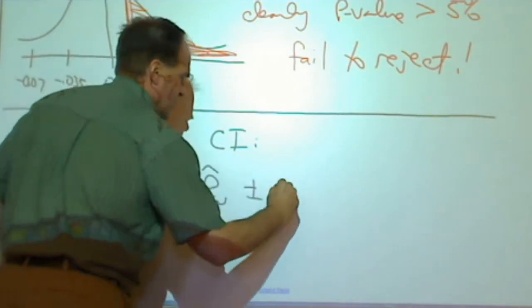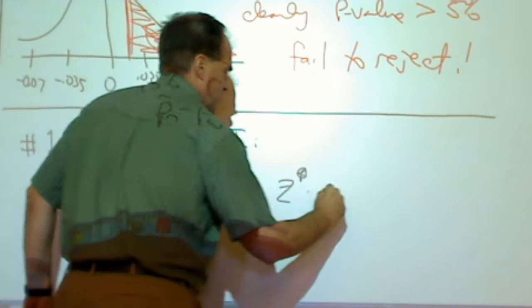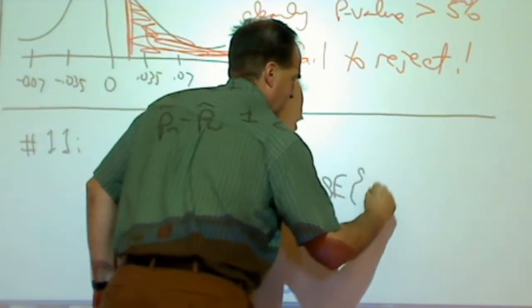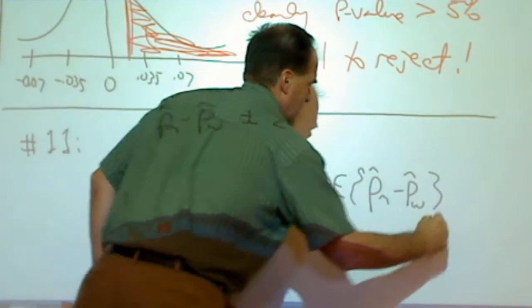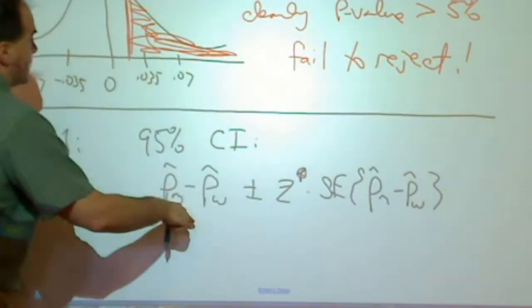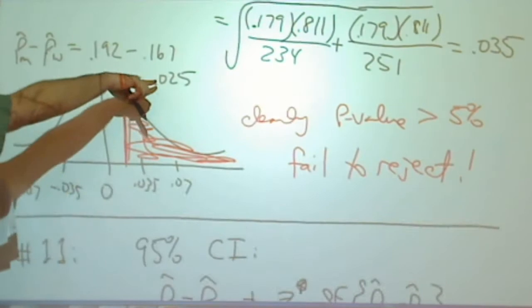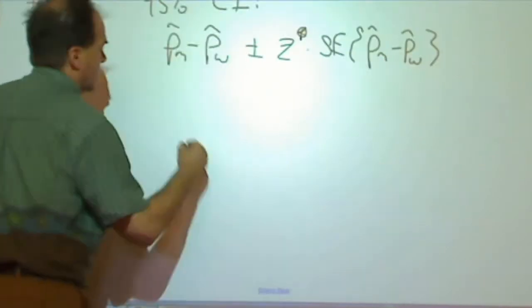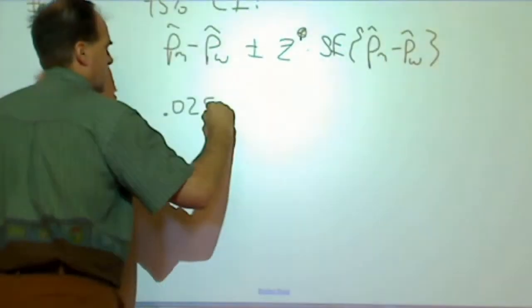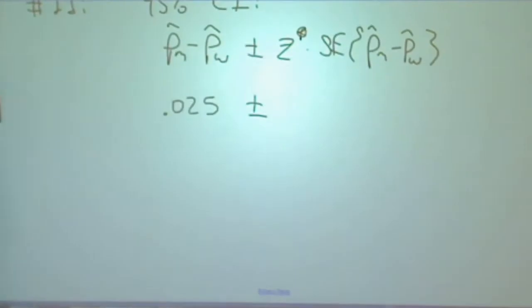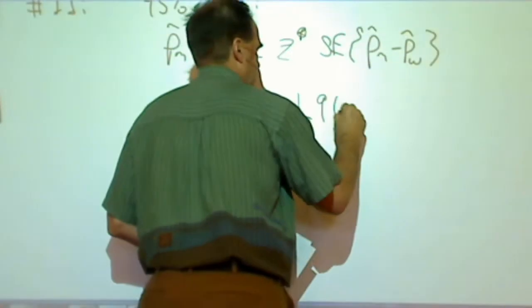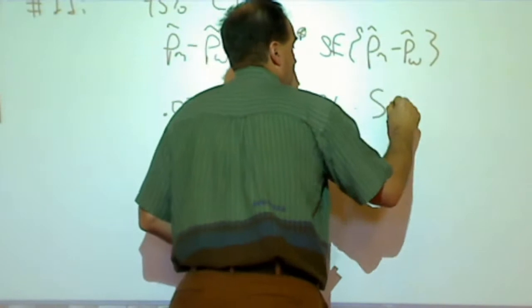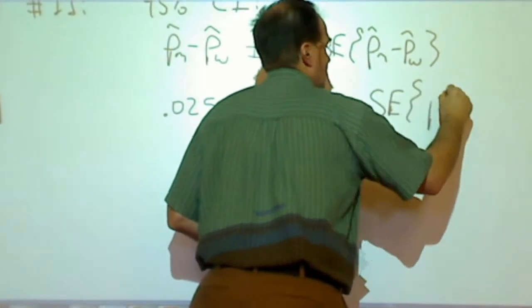Plus or minus some z-value times the standard error of the difference. We already know that difference. We calculated it. It's the 0.025. What's our z-value? 1.96. Yep, that'll be on the test. I have to calculate a new standard error.